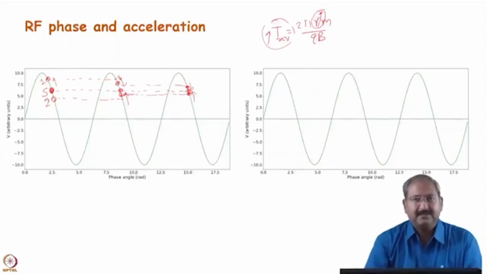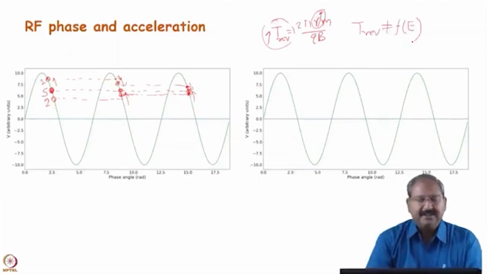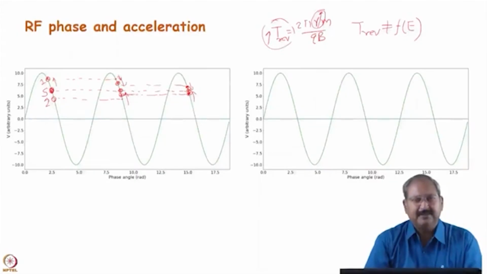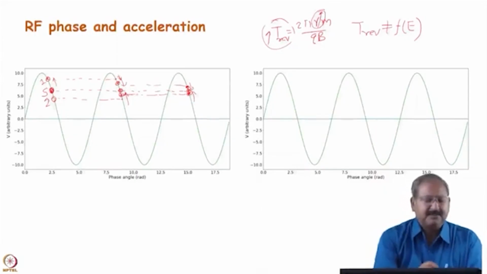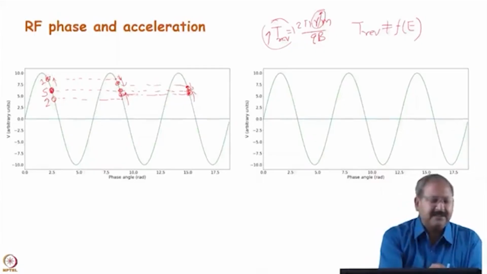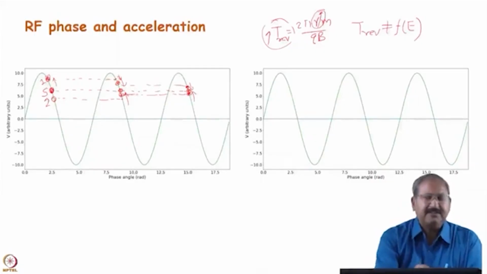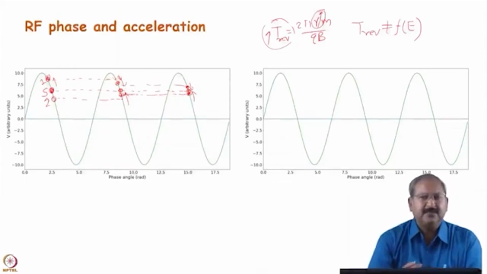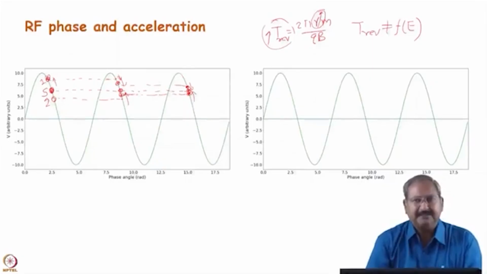However, in the cyclotron, the revolution time is not a function of energy, so every particle takes the same time in the revolution. So in the cyclotron there is no phase focusing. Suppose in the cyclotron this particle was here, again it will come here. In the next cycle it will take more energy again, and here it will take more energy again. So the energy spread of the beam will increase in the cyclotron.